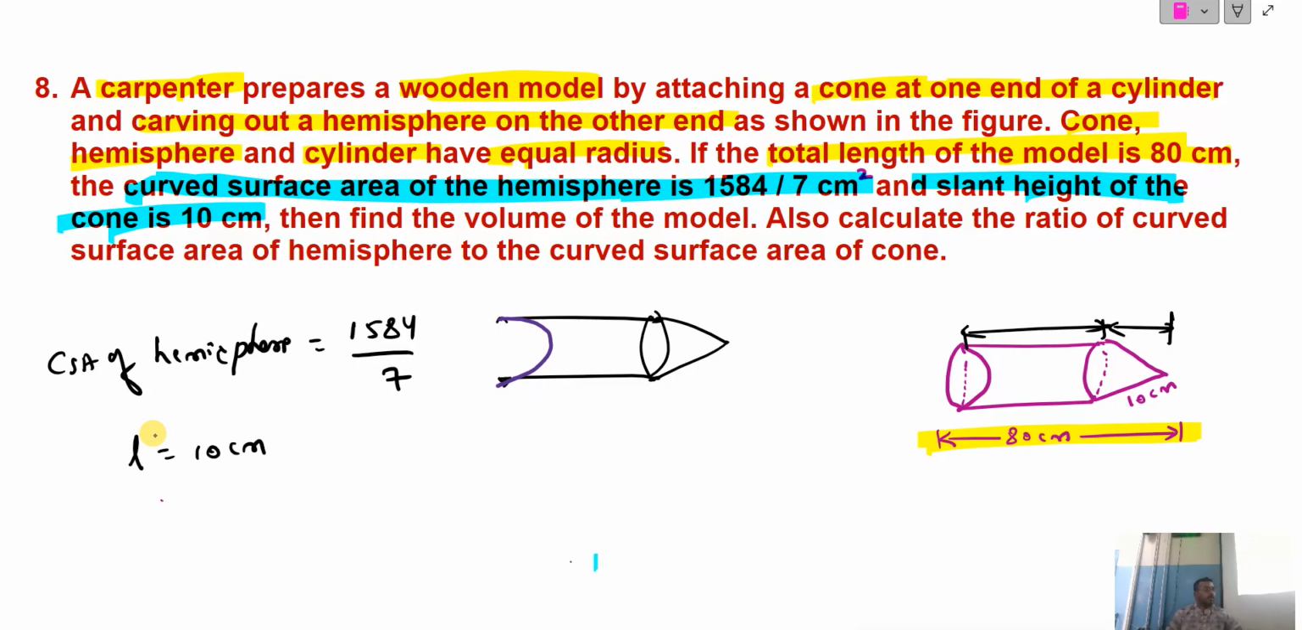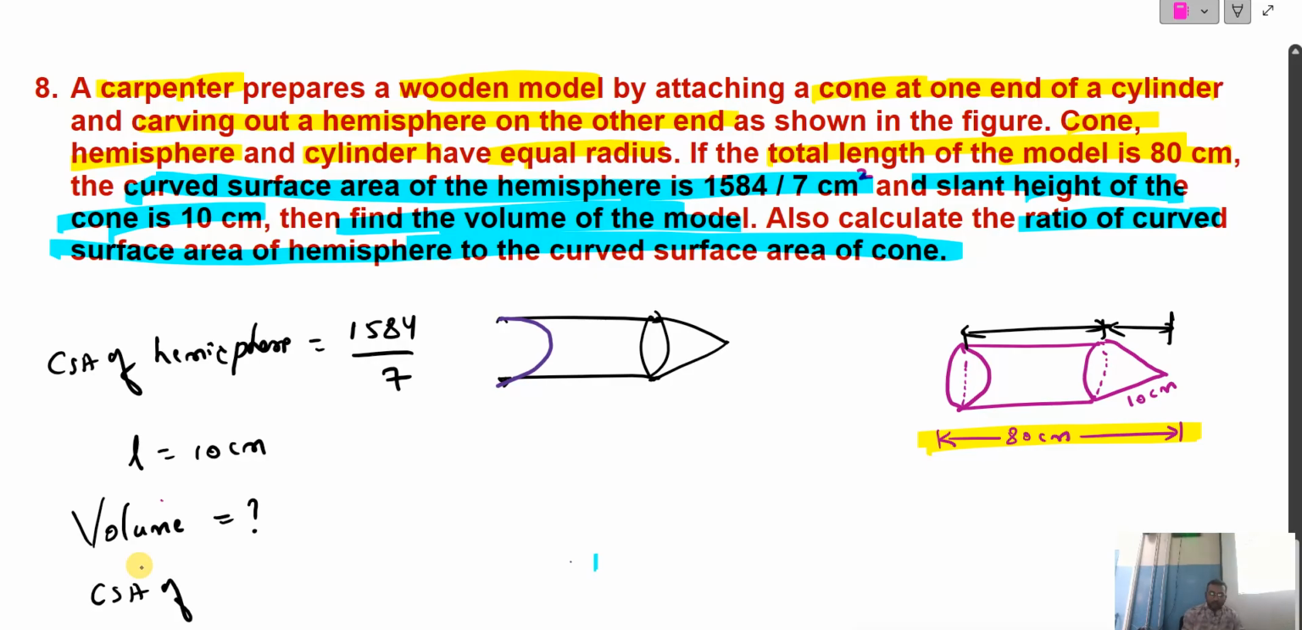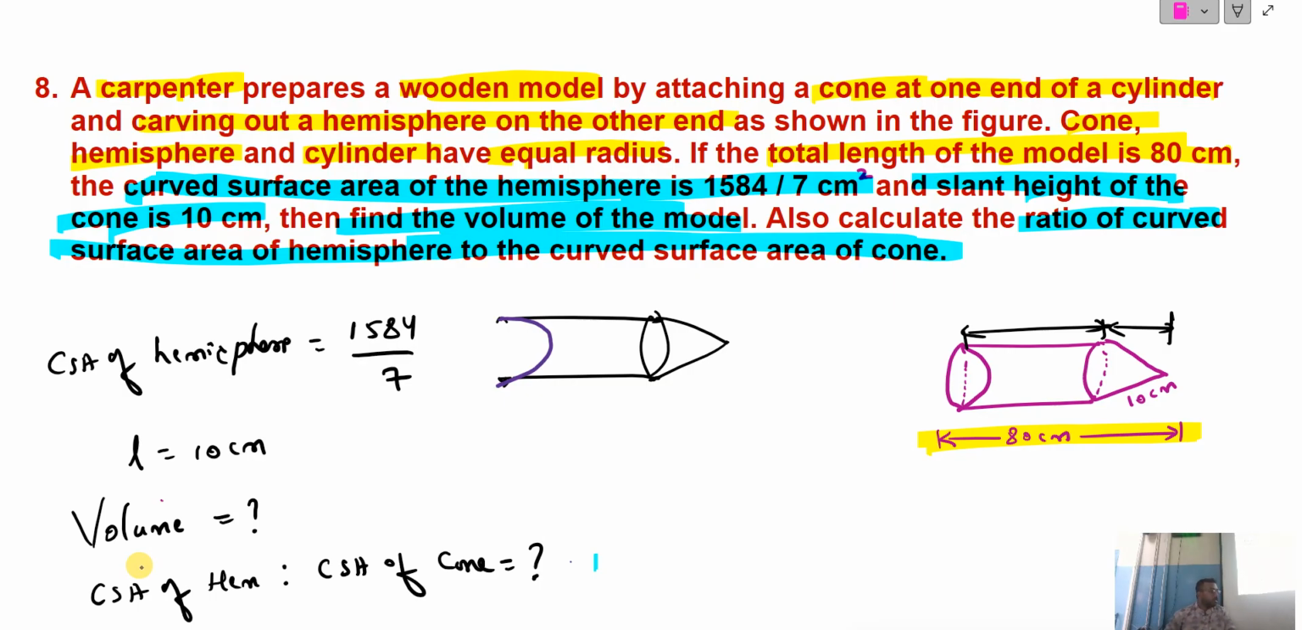Now in this problem they are asking two things to calculate. The first part is to find the total volume of this model. And also they are asking us to calculate the ratio of curved surface area of hemisphere to the curved surface area of cone, that is, CSA of hemisphere to CSA of cone. I hope you have understood the given data.